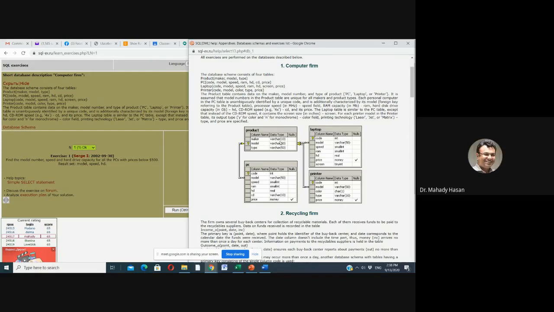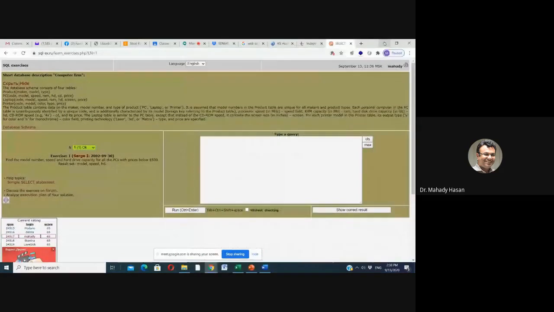So sir, if you really want to understand more, you can always get back to this particular website to understand the data structure. So here there is a link, database schema. You can go there to understand the database schema. The first question mentioned: find model number, speed, and hard drive capacity of all PCs with price below 500. So in the result set, we want to see model, speed, and hard drive. The help topic says it is a simple select statement.